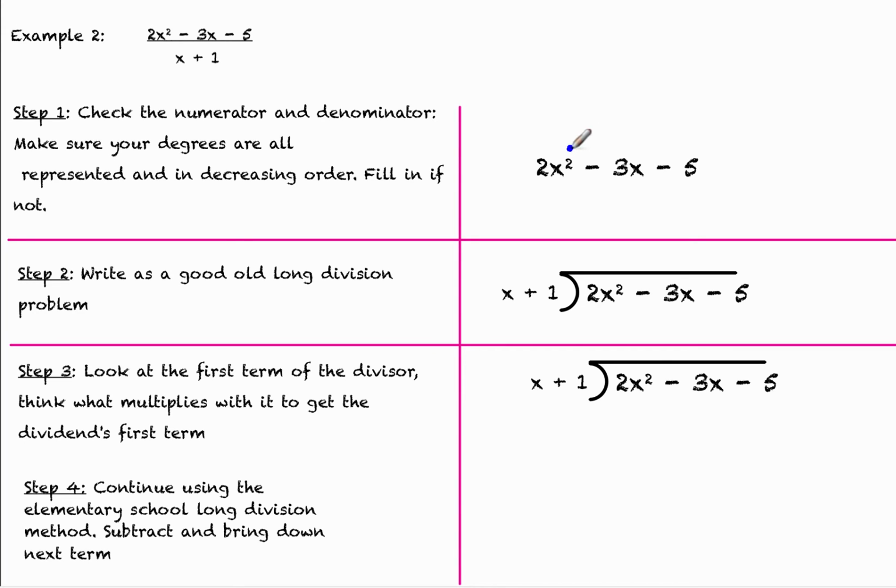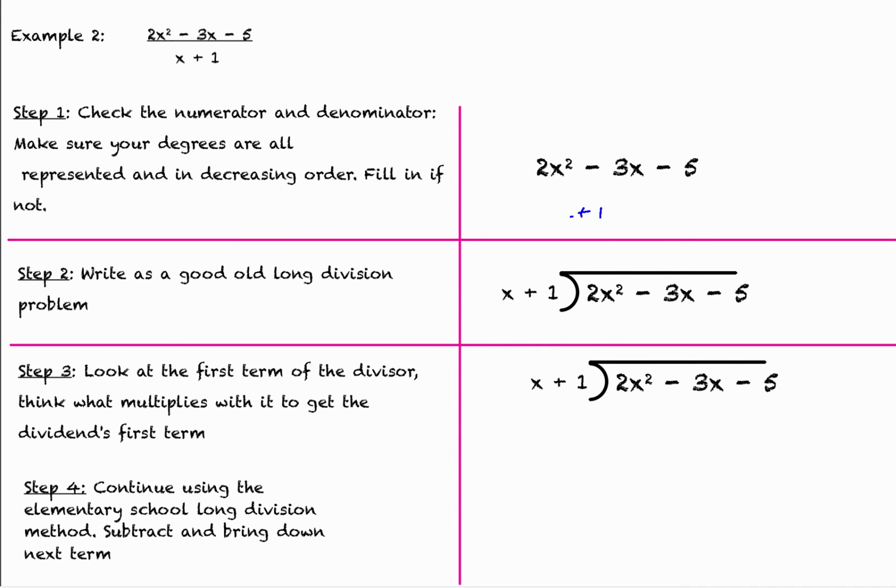The highest degree is 2, so it should go 2, 1, none. Great. Check our divisor. Our highest degree is 1, and then there's none. You're going to see in the next example that's going to make a difference. Write the good old long division.